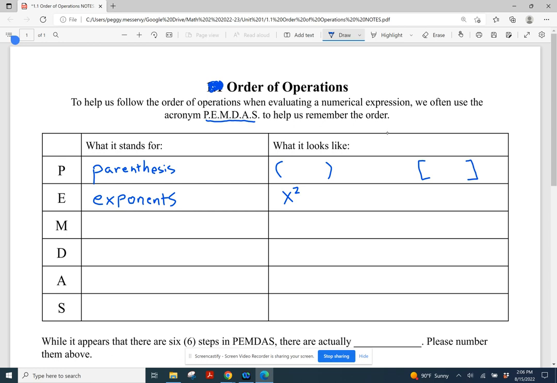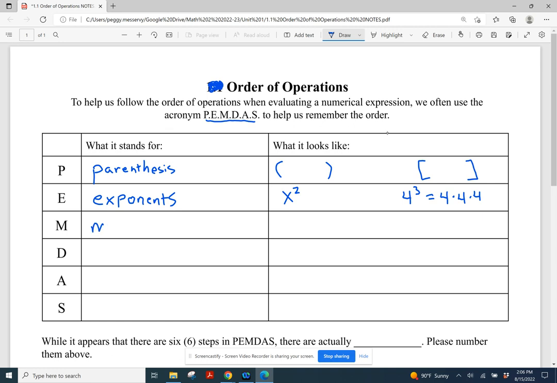So exponents are a way of writing multiplication often. 4 to the third power would mean 4 times 4 times 4. Okay, so remember what exponents mean. That's going to be helpful in this section.